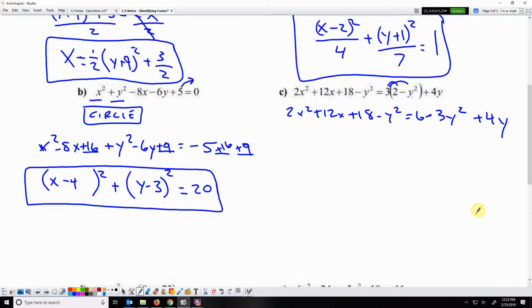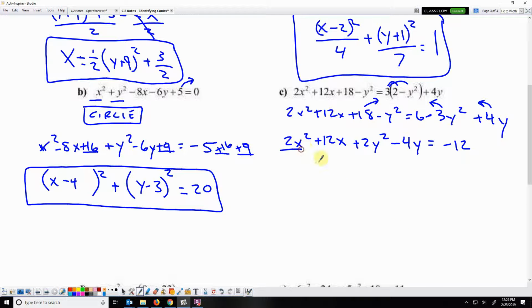Okay, I'm going to collect all the variable terms to the left. So I'm going to move that 3y squared over. I'm going to move that 4y over. I'm going to collect all of the constant terms to the right, so I'll move that 18 to the other side. So I have 2x squared plus 12x, negative y squared plus 3y squared is plus 2y squared, and then bring that 4y over, minus 4y. Then I've got 6 minus 18, and that's negative 12.